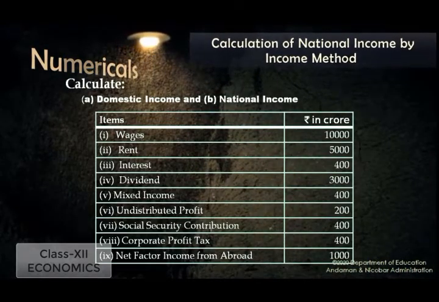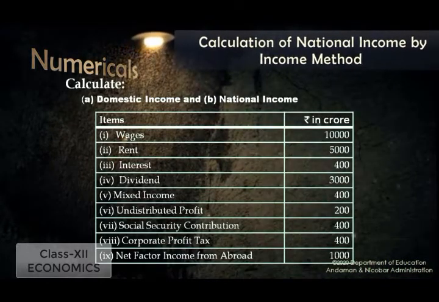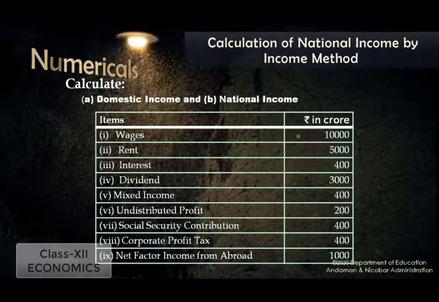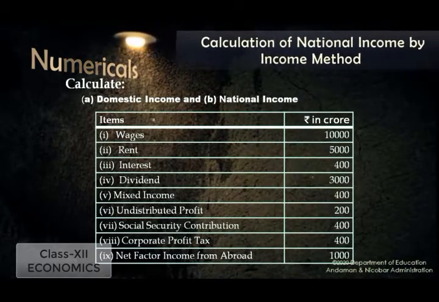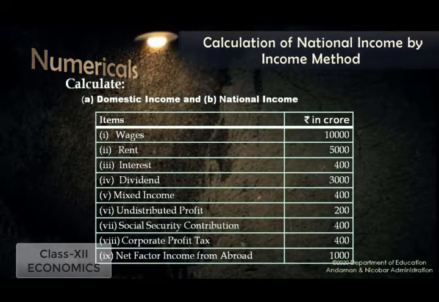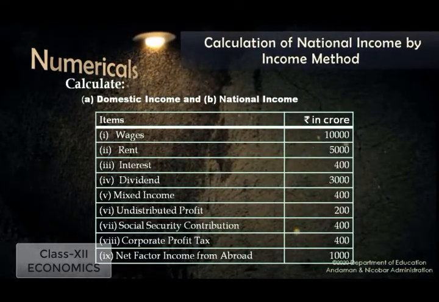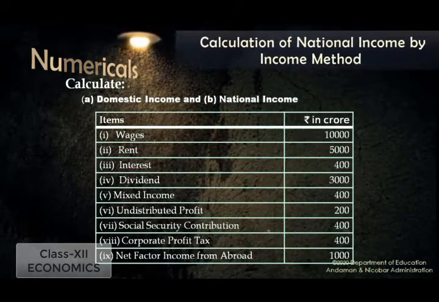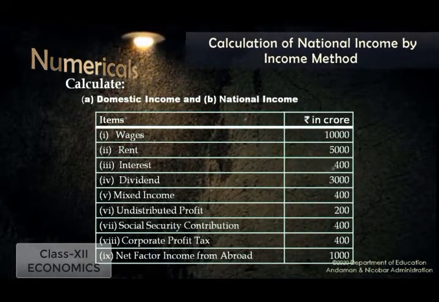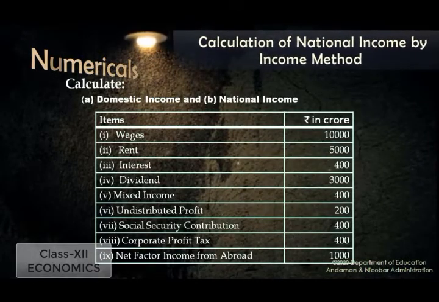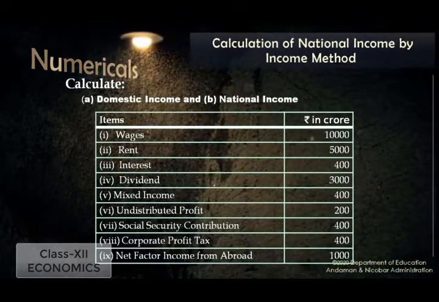On the basis of this information, using income method, calculate domestic income and national income. So look at the items given here. The items are wages, rent, interest, dividend, mixed income, undistributed profit, social security contribution, corporate profit tax, and net factor income from abroad. From these values we need to calculate the value of domestic income and the national income. First we'll start with the calculation of domestic income.